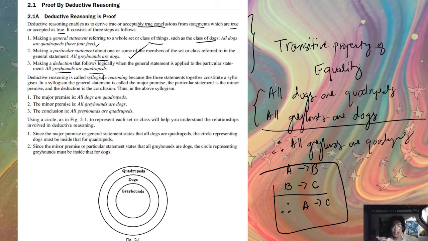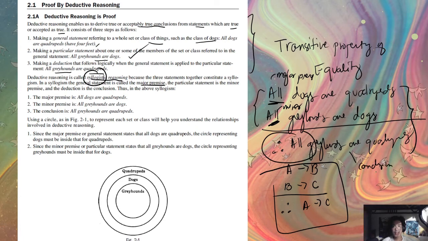Okay, deductive reasoning is also called syllogistic reasoning. So we call these type of techniques when we are trying to create logical statements as syllogistic reasoning, because the 3 statements together constitute a syllogism. In a syllogism, the general statement is called the major premise. Okay, so these are the major premise. This is the major premise. The particular statement is the minor premise. So this is our major premise. Major premise. Then we have the minor premise. And for this problem, and the deduction here, this is our conclusion.